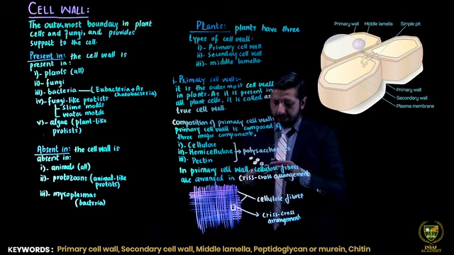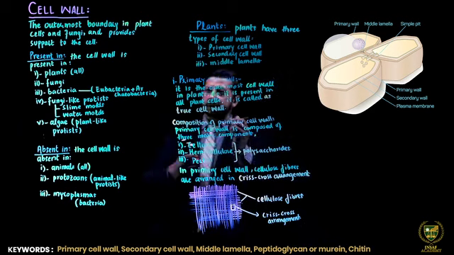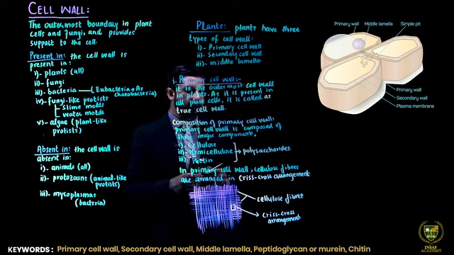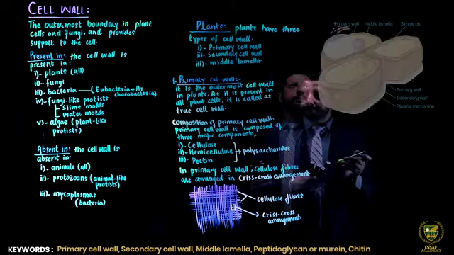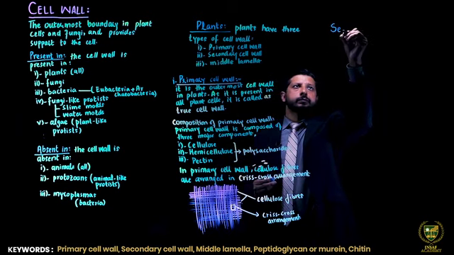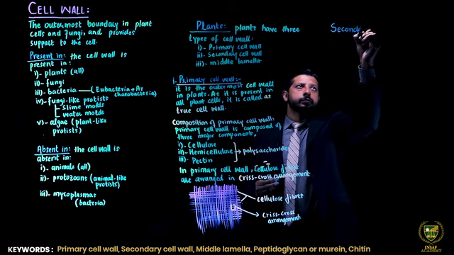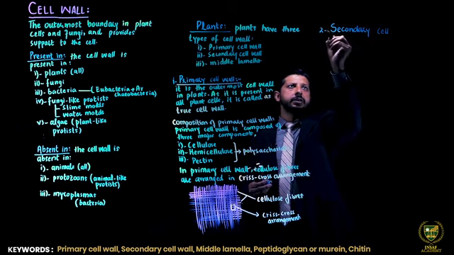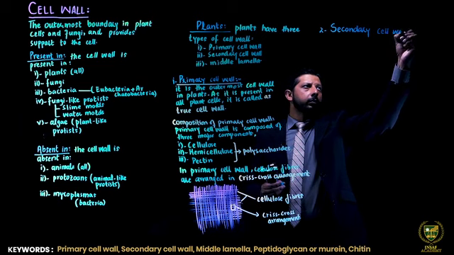Now, so that was about the primary cell wall in plants. Now is the secondary. Number 2 is the secondary cell wall.